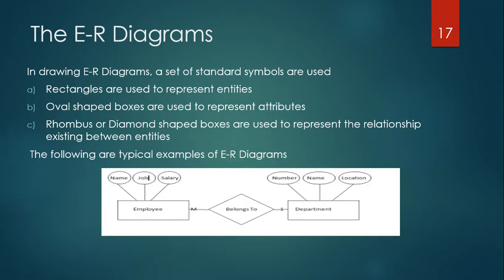So on the arrow mark it is possible that we can use the degree, what type of relationship, whether it is 1 to M. The M and the 1 here stand for the degree, what type of relationship exists here. Whether it is 1 to 1, 1 to many, or many to many, it is shown in this way. So this is a typical example for an ER diagram.